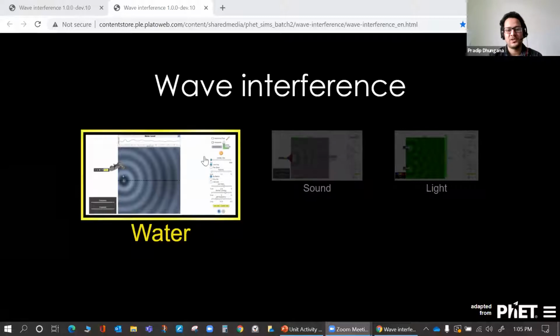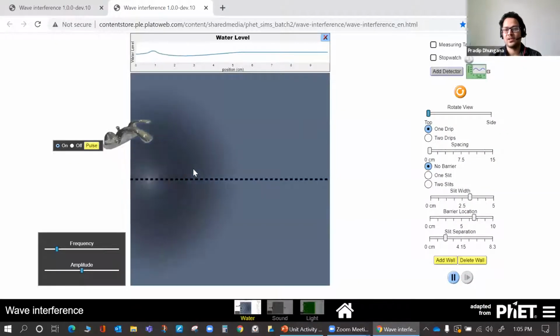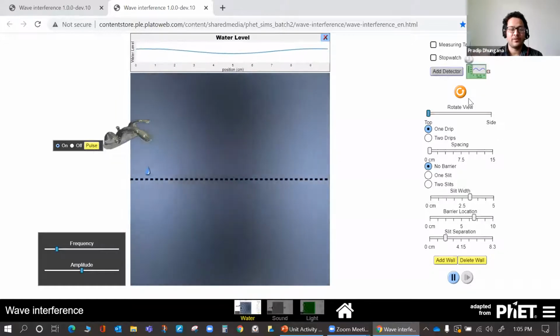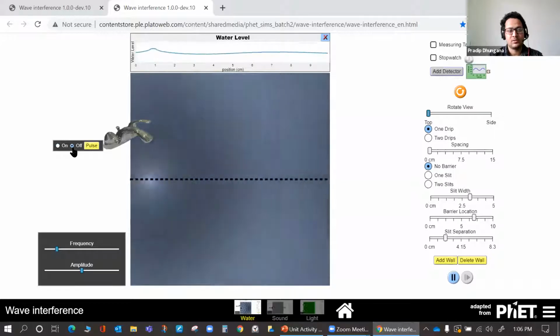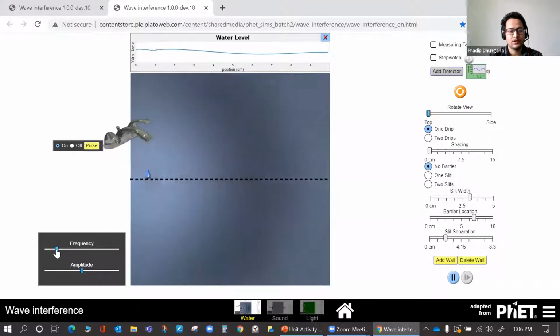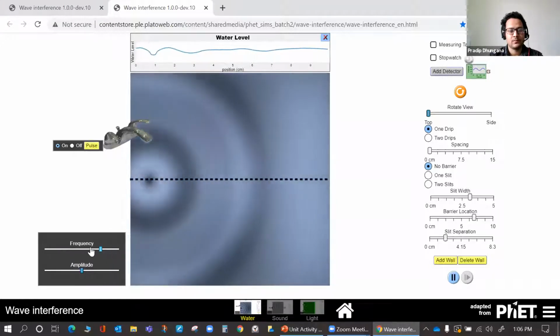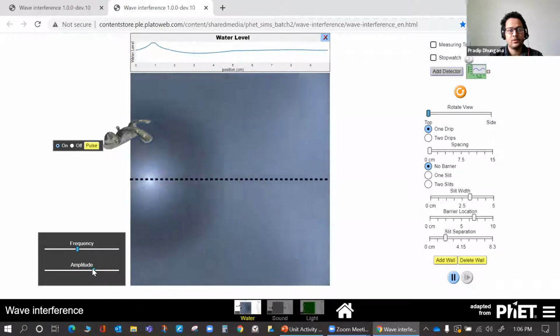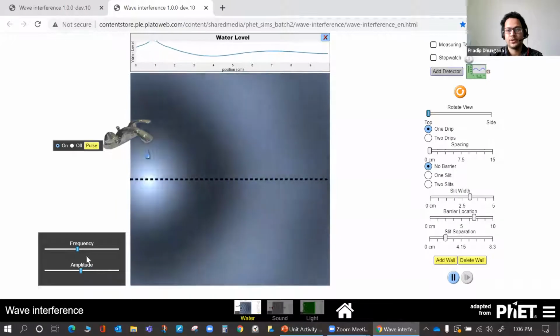Now let's click on this water wave first. Let's play around with it. Your screen will look like this when you click on Wave Interference, and then you can play around with the different things. You can turn this off or on, and you can increase your frequency. You can also increase or decrease your amplitude.